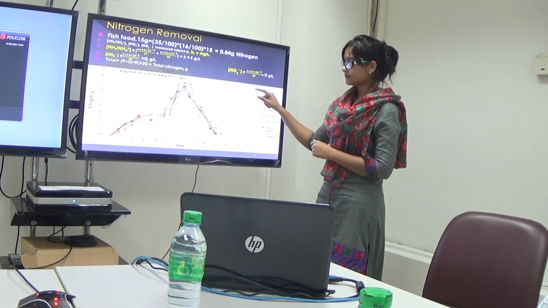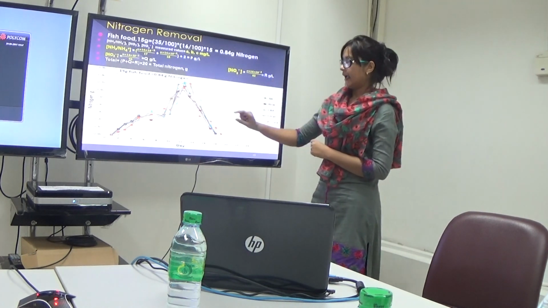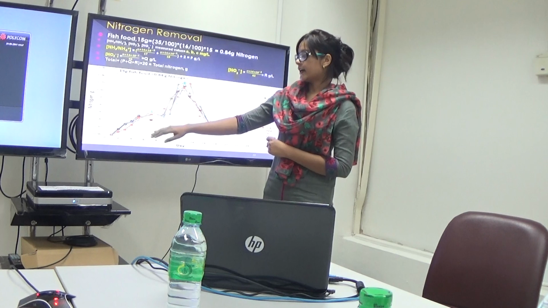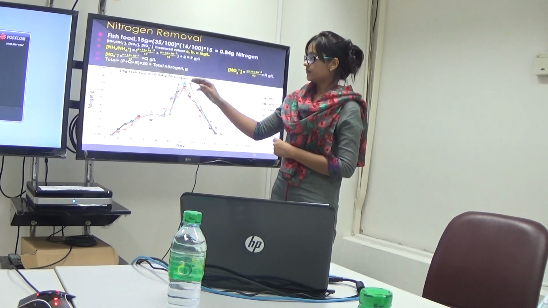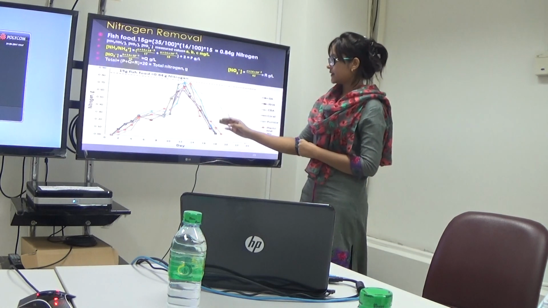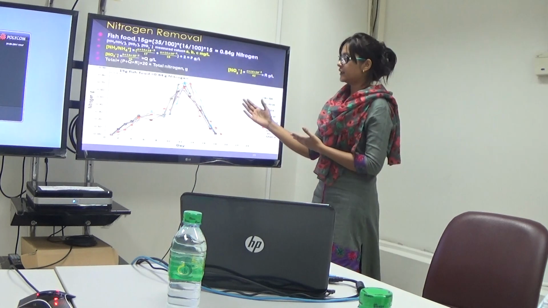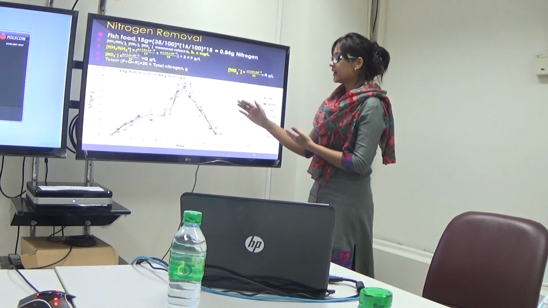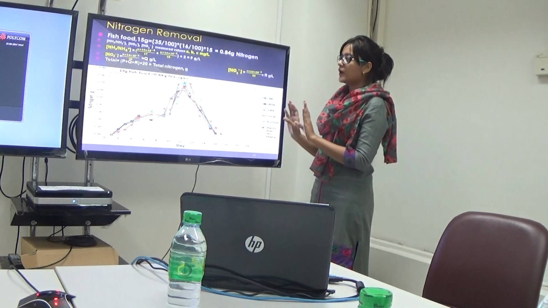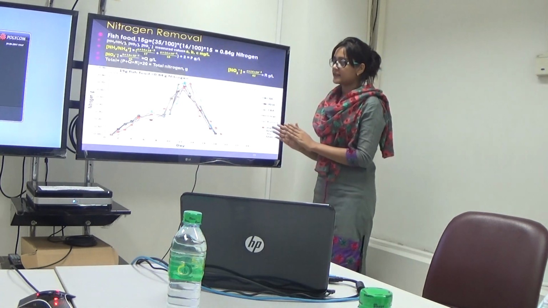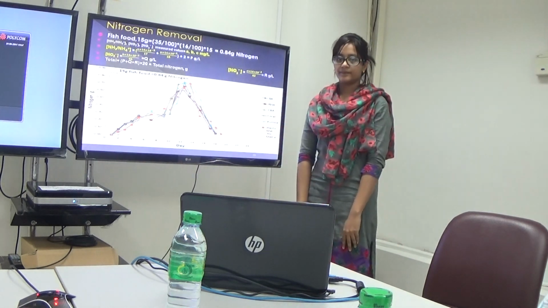This is 0.84 gram nitrogen, and we can see at the starting of the process nitrogen is increasing to this level and then decreasing. That means nitrogen is evaporating, converted to nitrogen gas, so that's why nitrogen decreases in the system. So with this we can say that nitrogen is removed from this system.